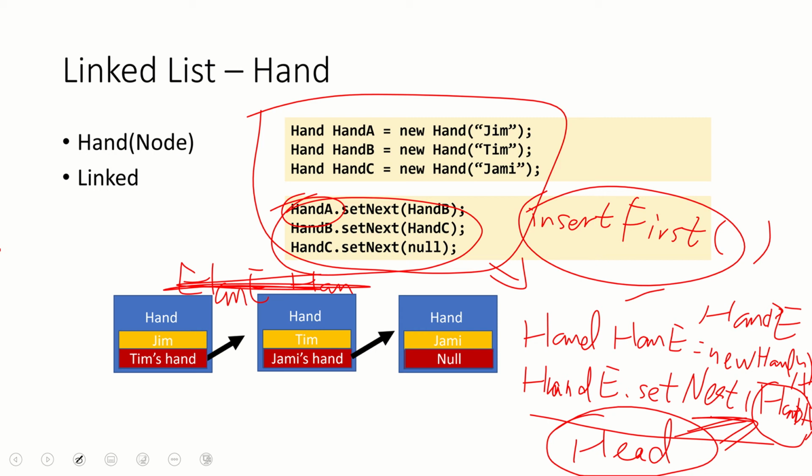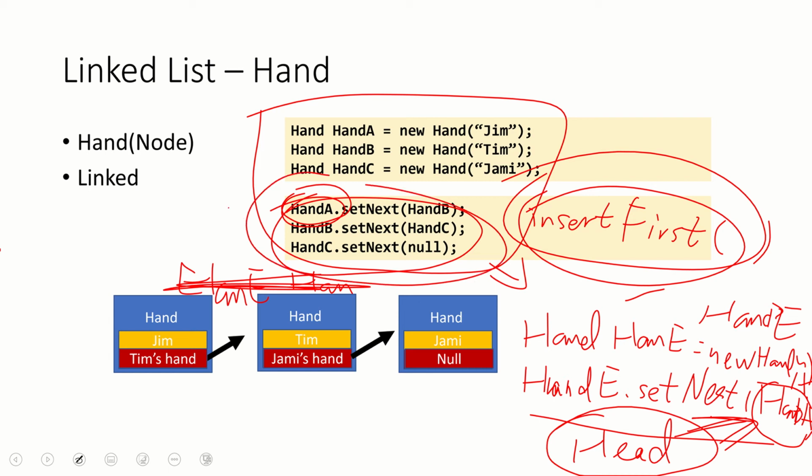This is the problem. Many of you initially already think hand A is the head. That's the reason you think you don't have to write a method about insert first. Basically this is the concept of hard code. Hard code means you manually already know who is the head, right?